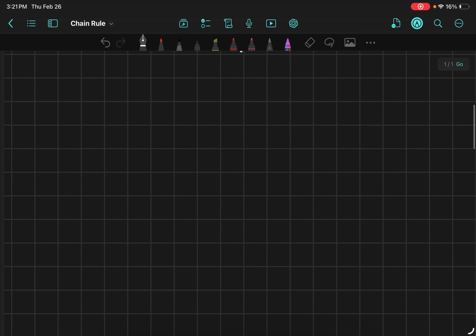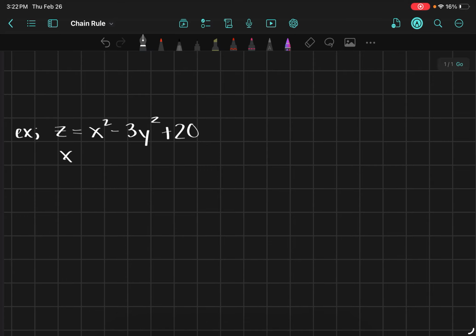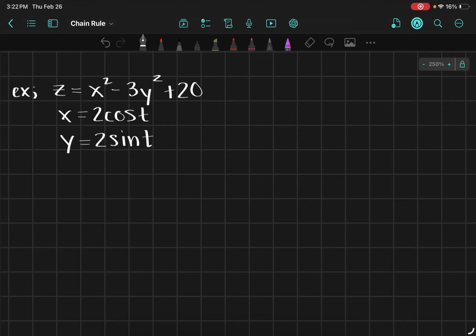Let's give the functions first. z is equal to x squared minus 3y squared plus 20, wherein our x is equal to 2 cosine t and our y is equal to 2 sine t. Looks good. We'll make our objective find dz over dt.